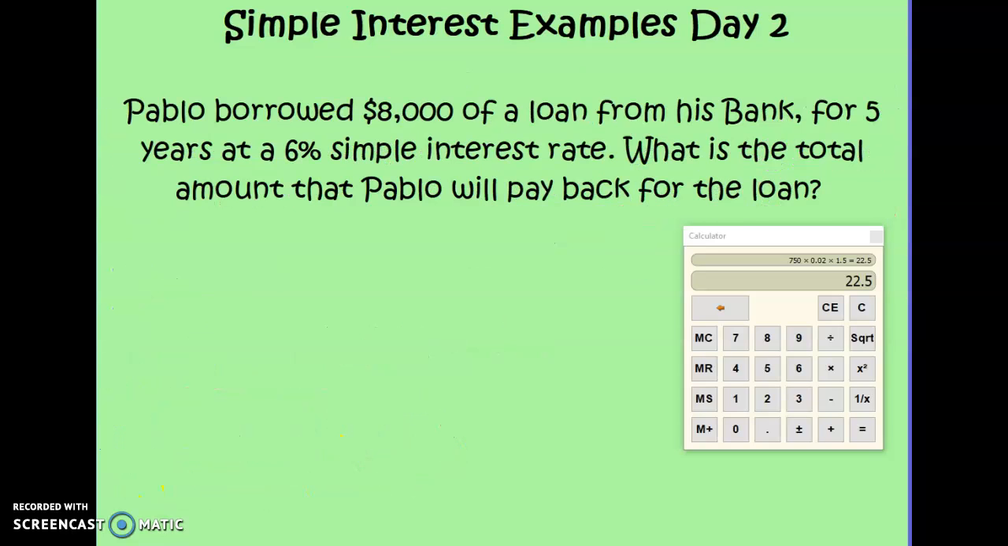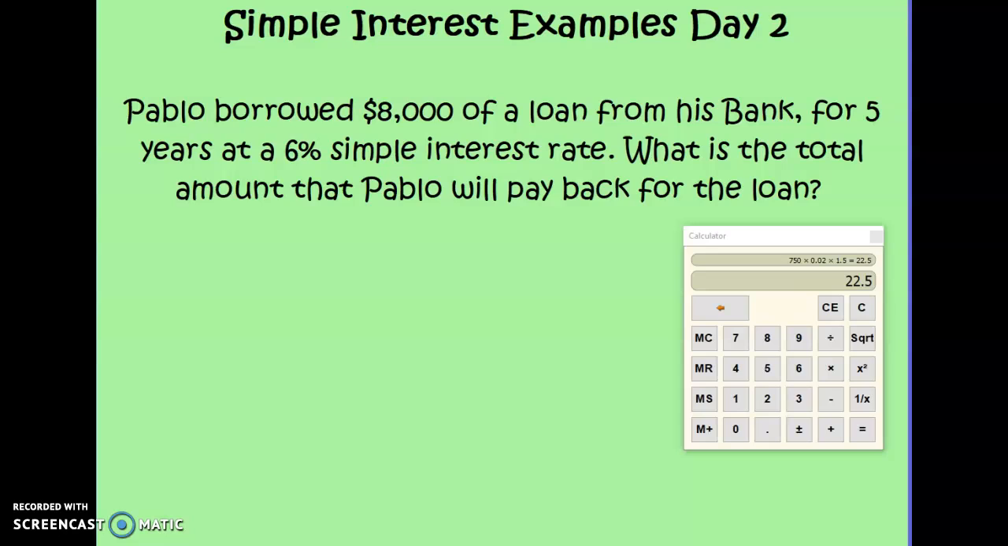Okay. Our last example: Pablo borrowed $8,000 as a loan from his bank for 5 years at a 6% interest rate. What is the total amount that Pablo will pay back for the loan? And remember, when we're paying back a loan, we pay back the amount of money we borrowed plus any interest.